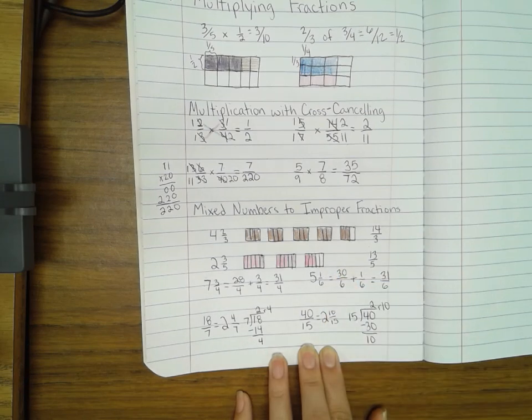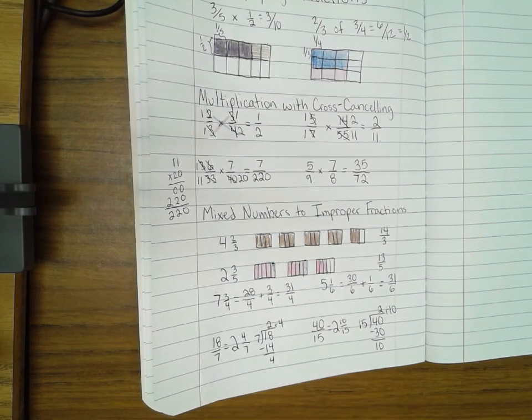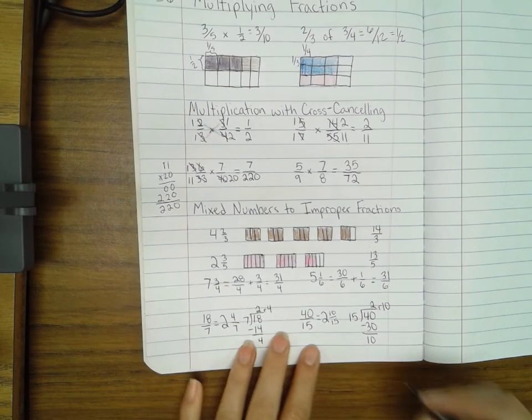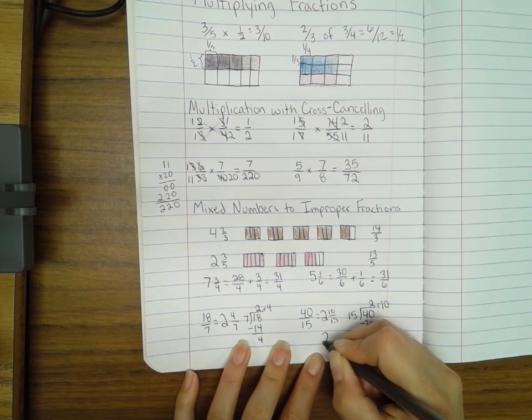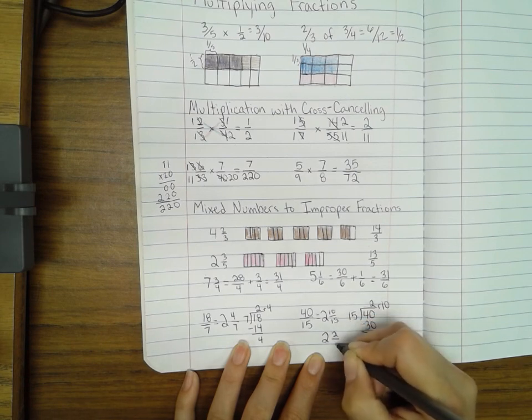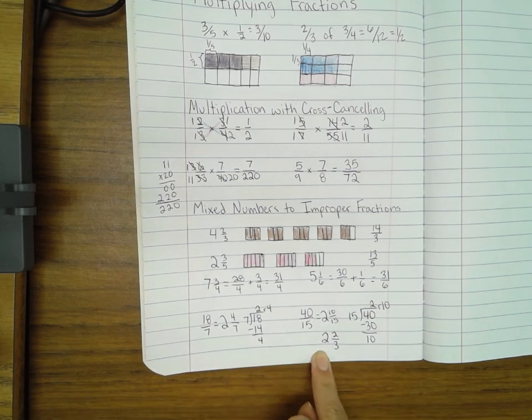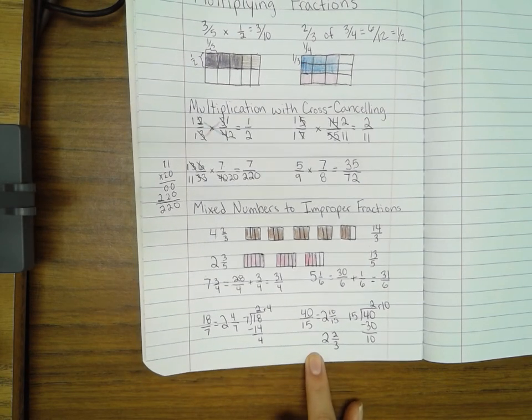But we always want it in simplest form. 10 and 15 have a common factor. What is it? Okay, hopefully you thought 5. So if I divide the top and bottom by 5, my final reduced answer would be: 10 divided by 5 is 2, 15 divided by 5 is 3. So 2 and 2/3 would be my final most reduced answer for that one. Okay, make sure you write this in your notes, and we'll see you tomorrow.